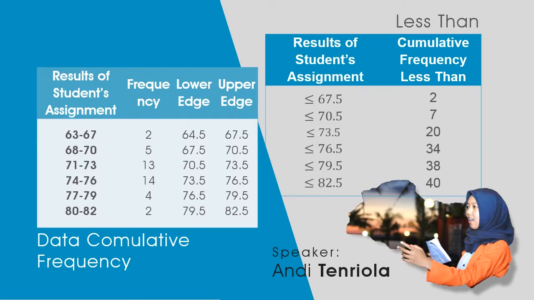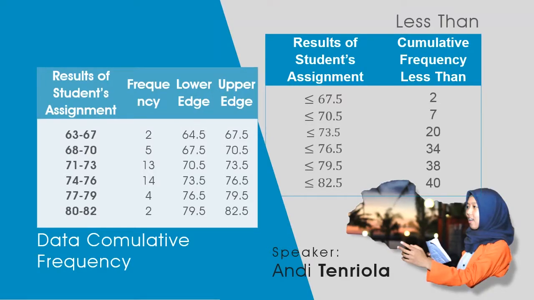In less than frequency distribution, we can take the data from the upper edge in the first table and we add the symbol less than in front of every data that we take. Why less than? In order for the data to fulfill the interval class. And talking about the cumulative frequency less than, the value is 2 because we take the frequency in the first class, and with the second class, the value is 7.